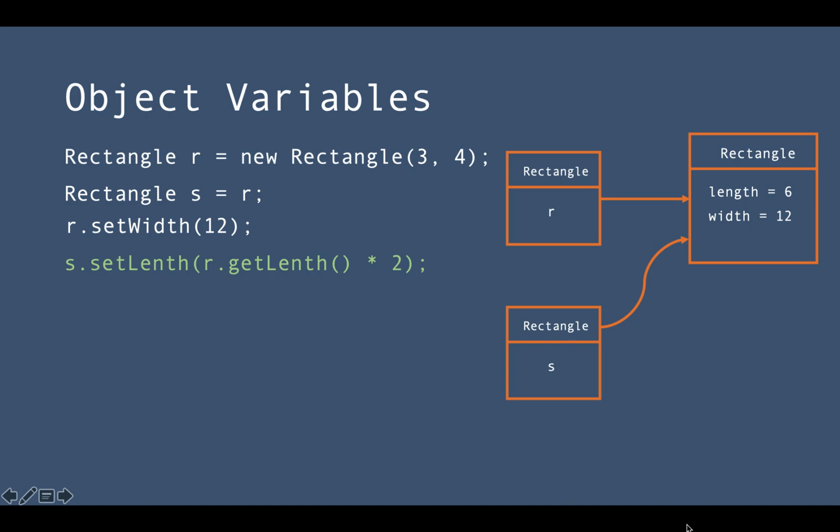So if I was to print something like R.getLength, that would print 6, or S.getLength would also print 6. Again, not to keep saying the same thing, but that's because they're both referring to the same object, right? So that's it. I hope that helps.